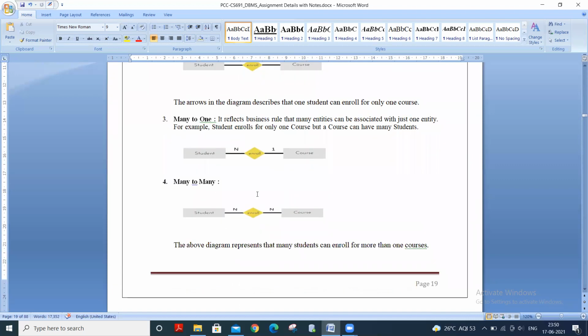Now next one is many to many. When many students enroll for many courses, this is the many to many.